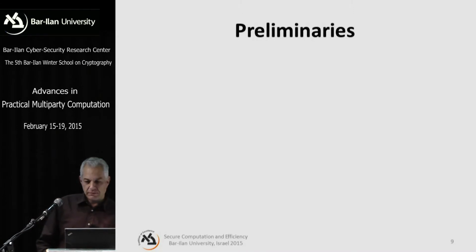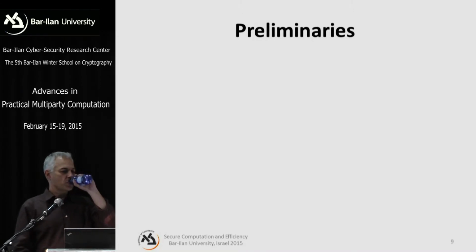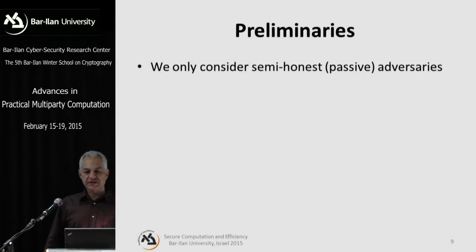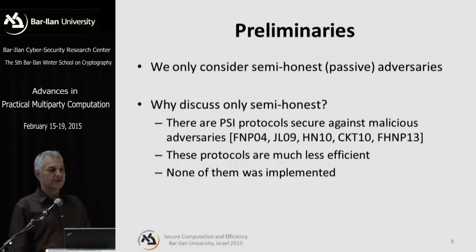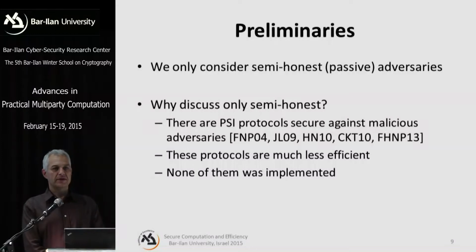Okay, so some preliminaries. We'll only consider semi-honest or passive adversaries. There are PSI protocols secure against malicious adversaries. Kermit here is the author of some of these. They're quite efficient, but they're less efficient than what we do. As far as I know, none of them was implemented.